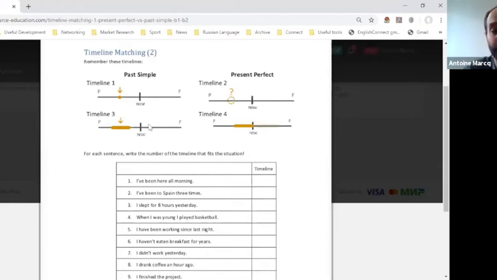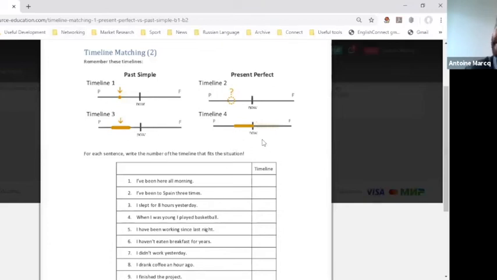Timeline 3. It's a longer action in the past, but it's still past simple. You know what? I read a good book at the weekend, but I also lived in Cleveland, Ohio for 7 years, something like that. 7 years, that's a pretty long time compared to reading a book. Doesn't change, it's still past simple.